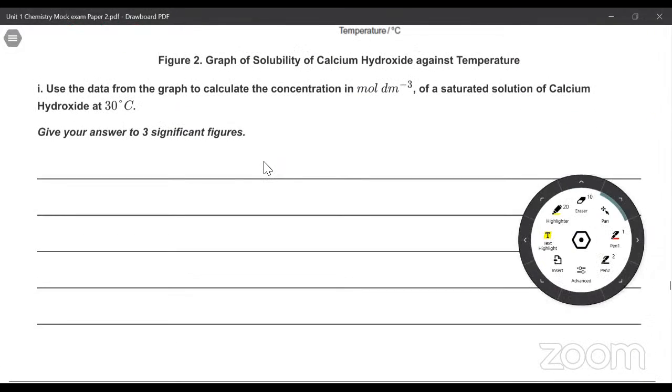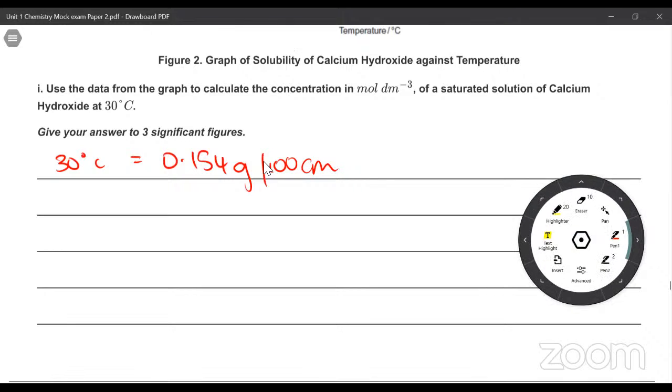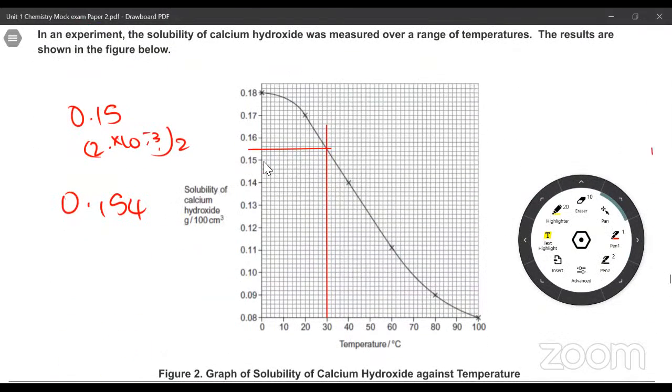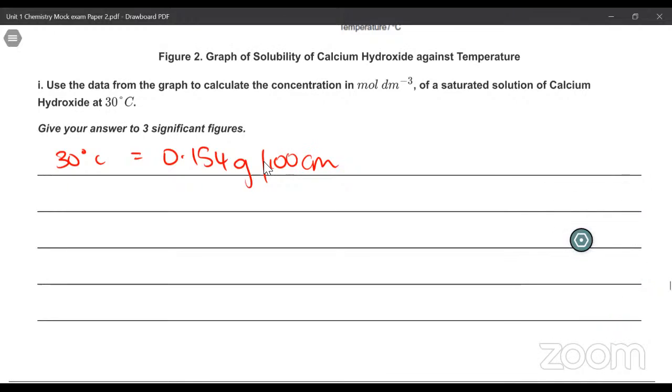So at 30 degrees Celsius, we found that the saturation was 0.154 grams per 100 centimeter cube. It's shown on the graph per 100 centimeter cube. So it's shown right there, so pay attention. Right? And they want the answer in mole per dm cube. So first hurdle, convert grams to moles.